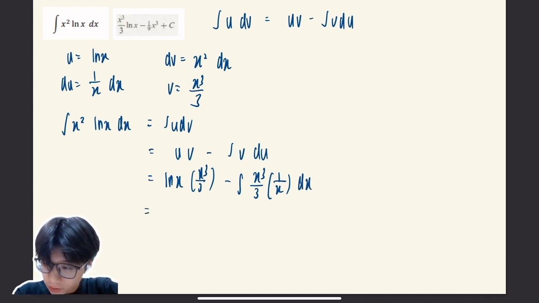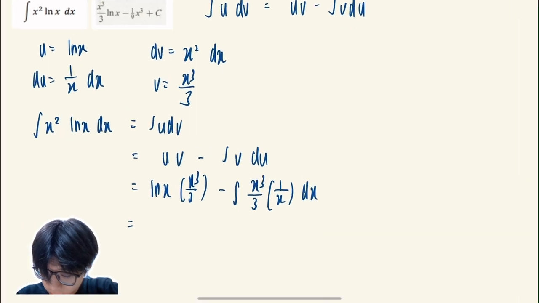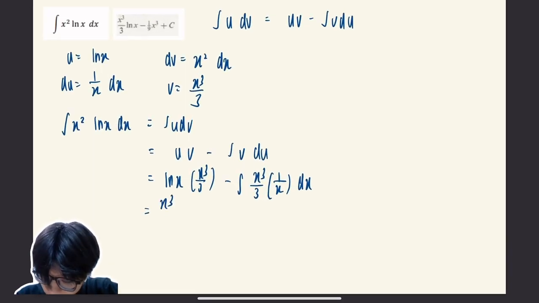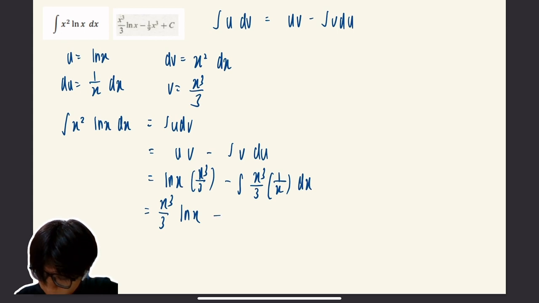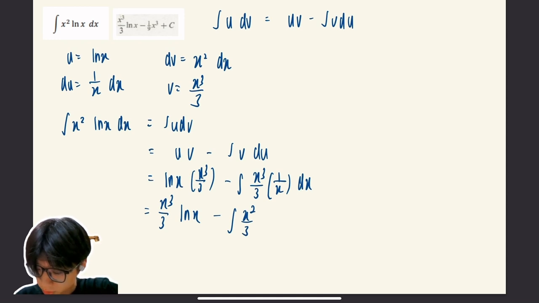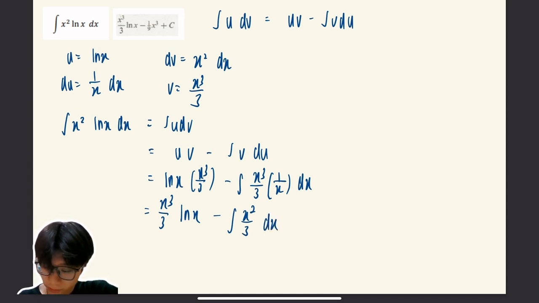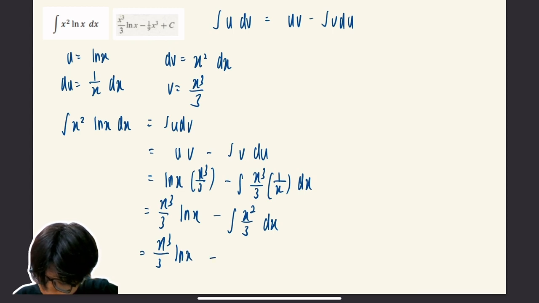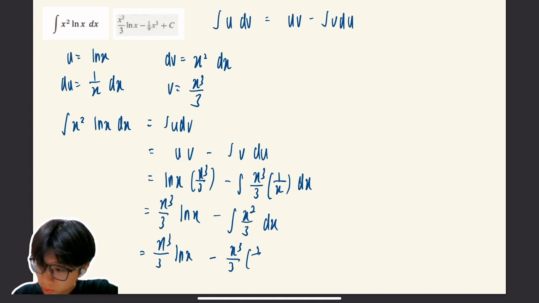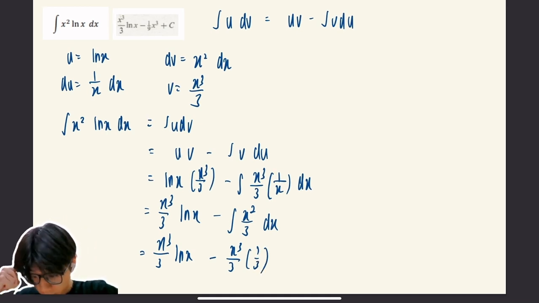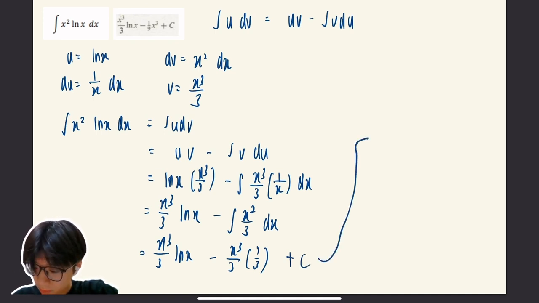Now just simplify it. I will take this one in front. Minus, simplify, you'll be getting x squared over 3 dx. Now integrate this part, minus, divided by 3 again. Remember to add a constant. You still can expand. So here is the final answer.